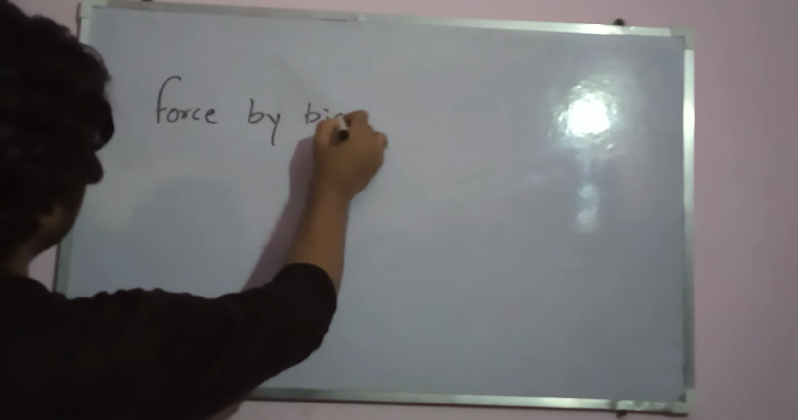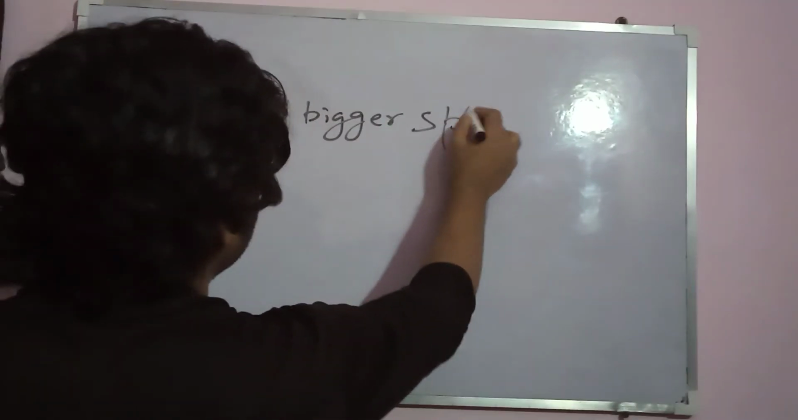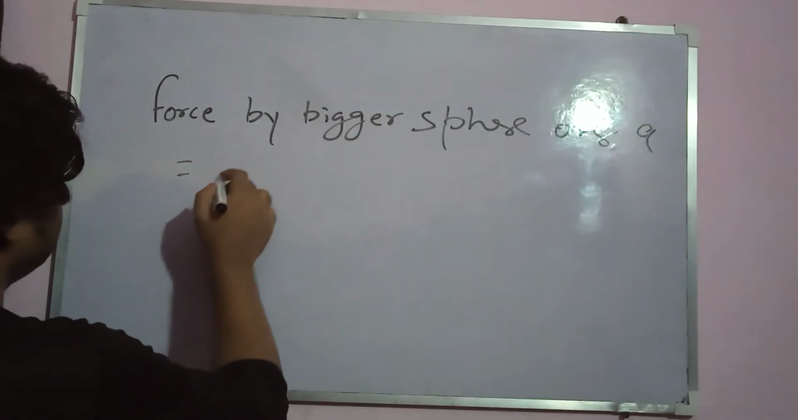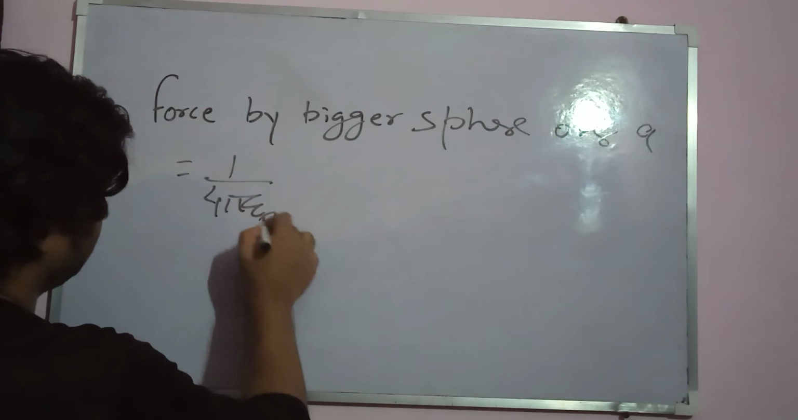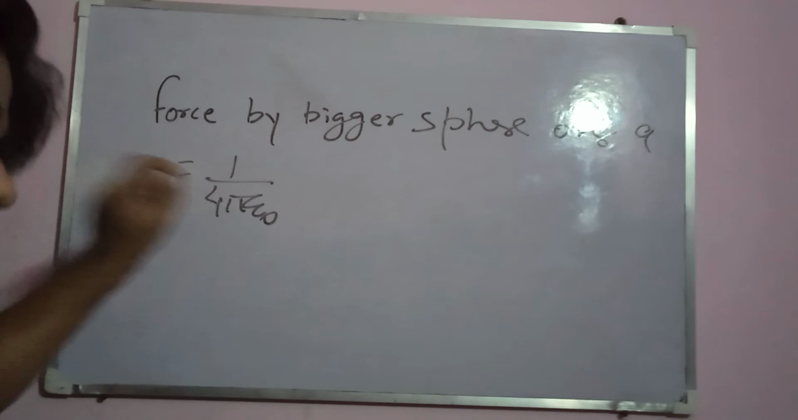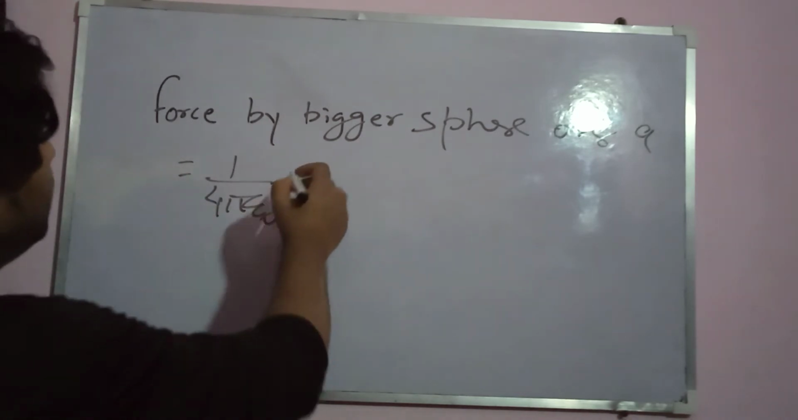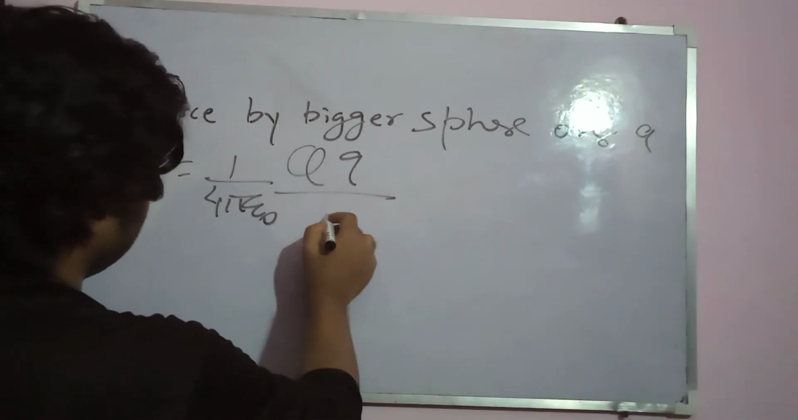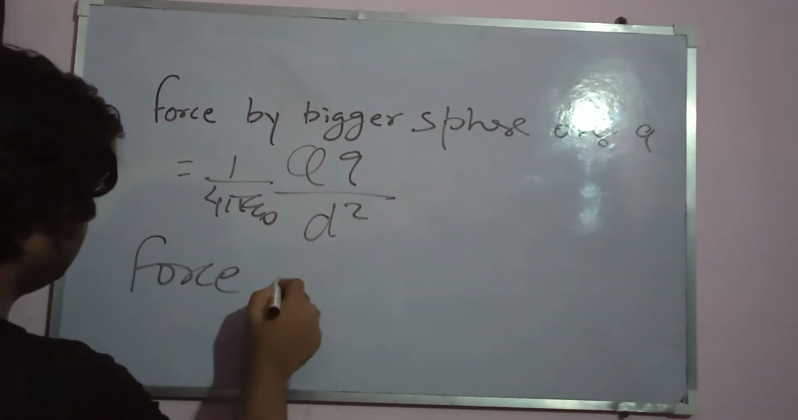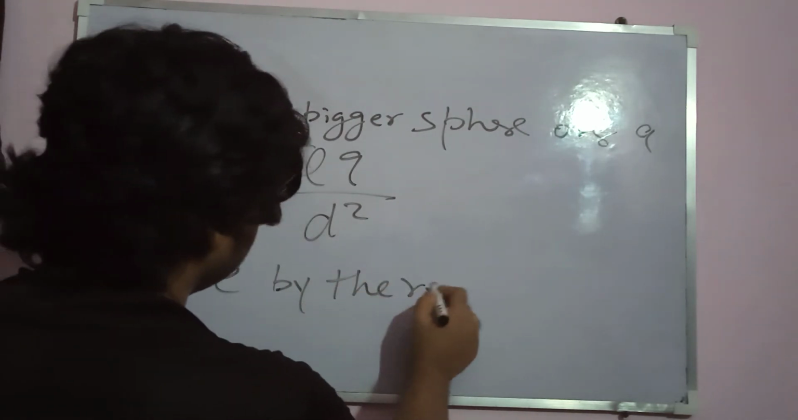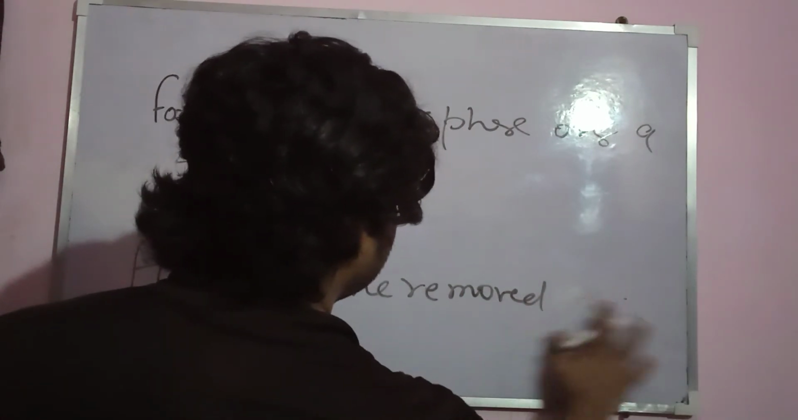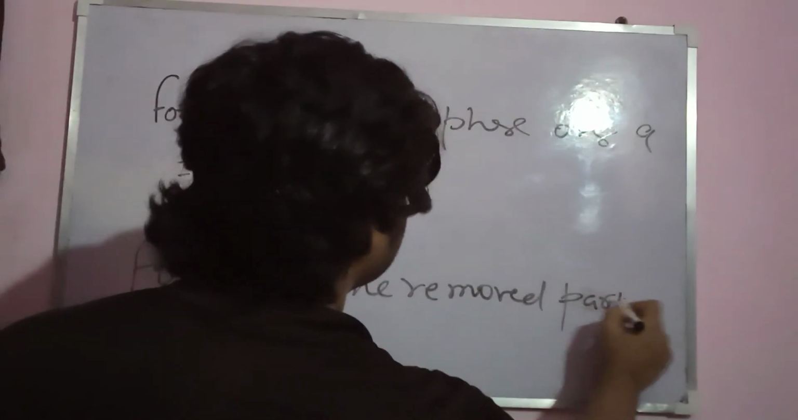Force by bigger sphere over Q. That is 1 by 4 pi epsilon naught. And we can replace that bigger sphere by one single point charge at its center, that is Q, capital Q, over D square. Force by the removed part over Q.